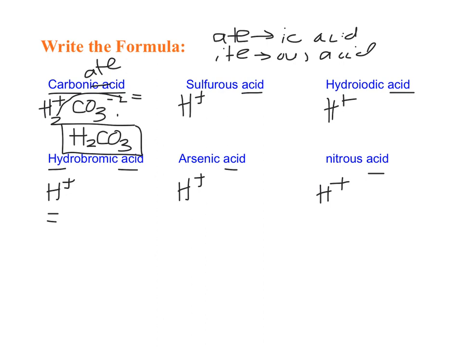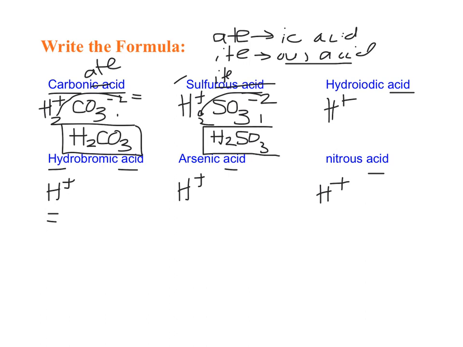Sulfurous acid, also no hydro, so this is looking like a polyatomic. Ous acid came from sulfite. So use the back of your periodic table, SO3 with a -2 charge. Swap and drop down. Or another way to look at it, you need 2 hydrogen ions to balance your sulfite ion.